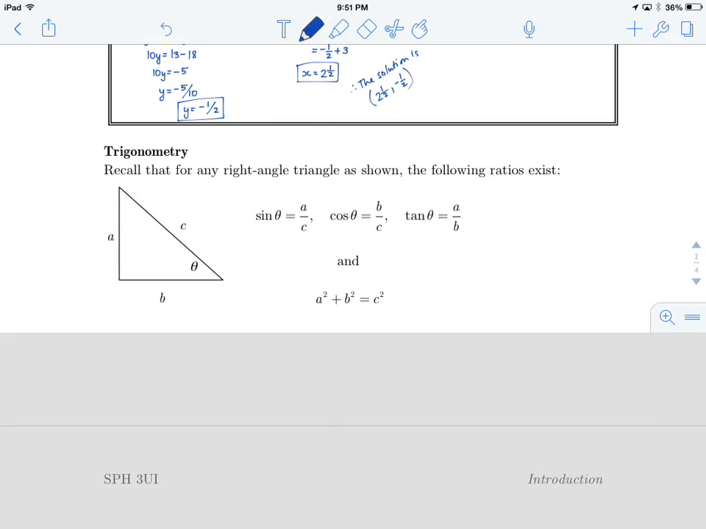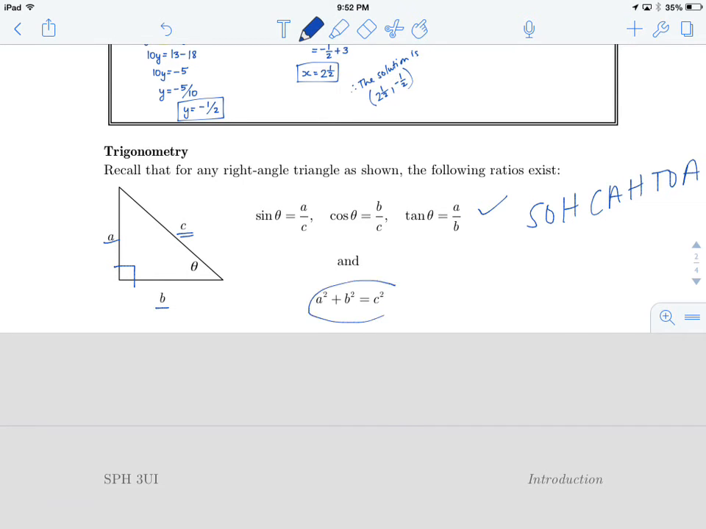Recall that for any right angle triangle shown here, we have these ratios. The sine of this angle theta is equal to the opposite over the hypotenuse. Cosine of the angle theta is equal to the adjacent over the hypotenuse. And the tan of the angle theta is the opposite over the adjacent. Okay, so just remember our little abbreviation, SOHCAHTOA.